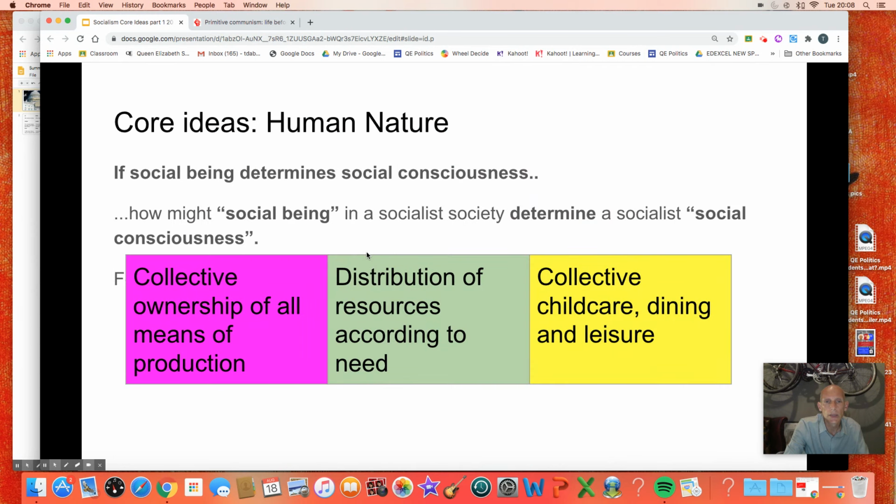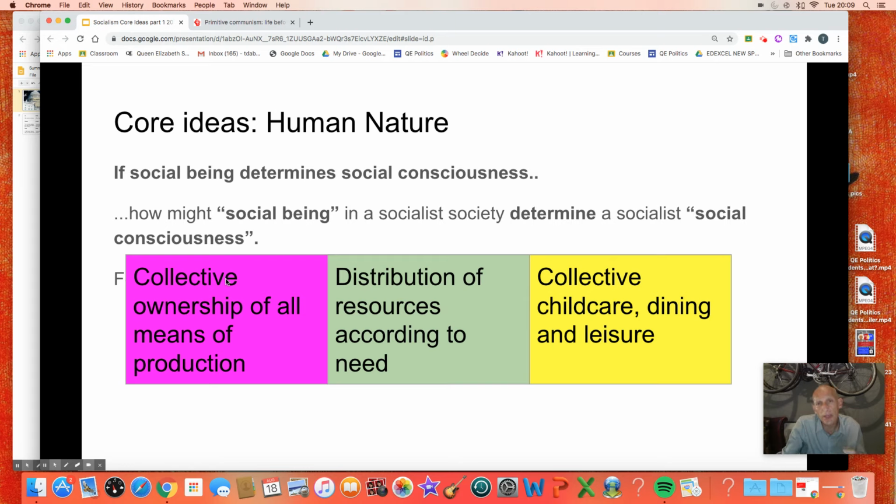Okay. So if it's the case that social being determines social consciousness, what socialists can argue is that if we change society, that's going to change human nature. That's going to change the way in which people behave towards each other. We talked about this a little bit in the session this morning: what would happen if all property was collectively owned and we didn't have private property? How would people behave differently?